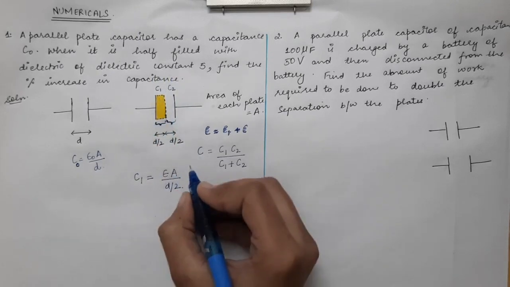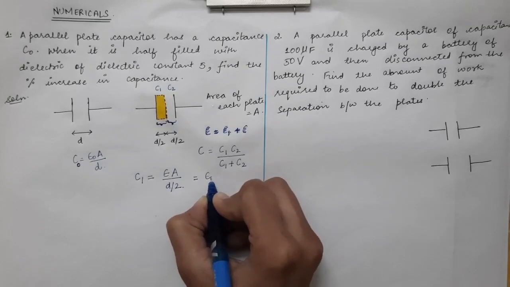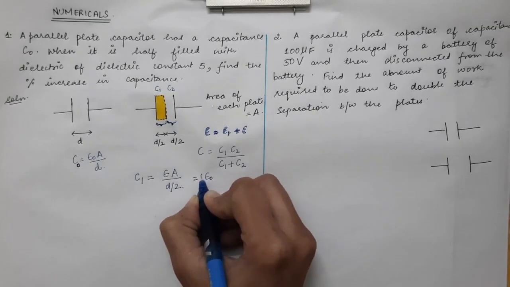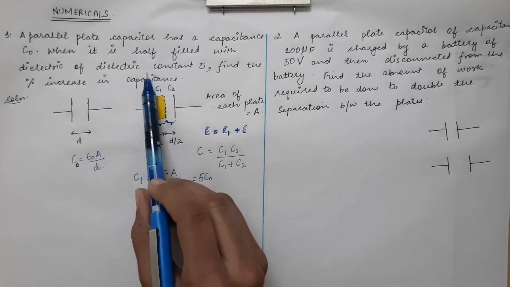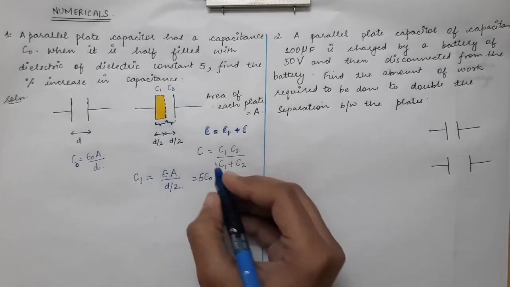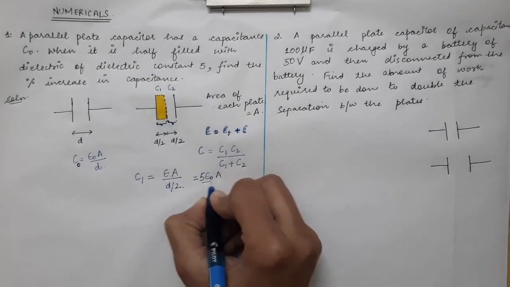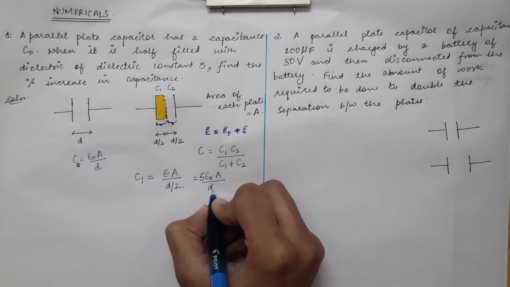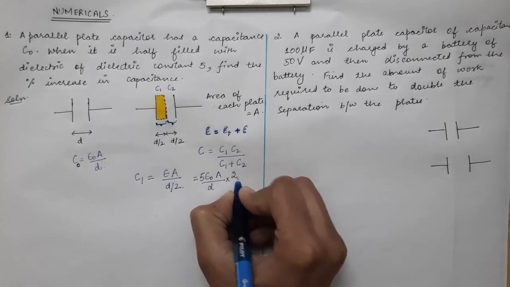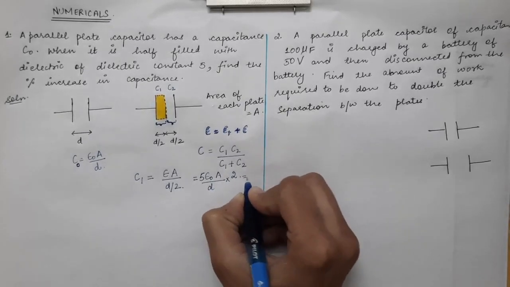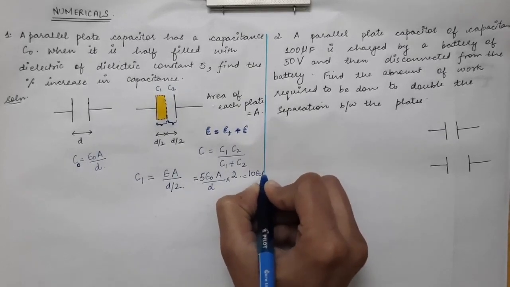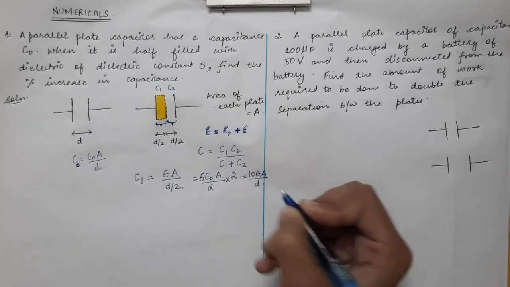So epsilon can be written as epsilon naught into K, and K is given as 5. So it is epsilon naught into 5 into capital A divided by d by 2, so d into 2. So this will be equal to 10 epsilon naught into capital A divided by D.